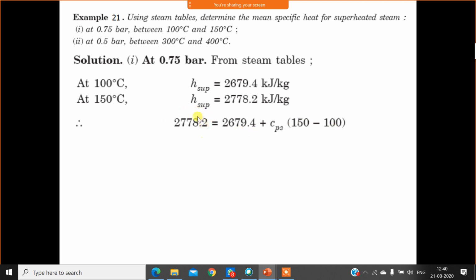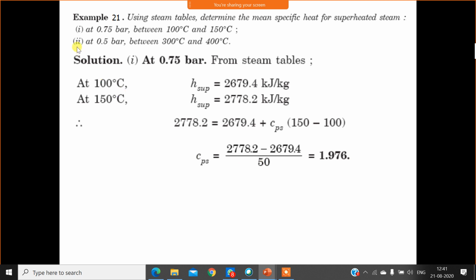Therefore, enthalpy of superheated steam we have taken from the steam table, 2778.2. Now, enthalpy at minimum temperature 2679.4 plus specific heat of steam times T sup minus T sat. The superheated temperature is 150 degrees Celsius, and minimum temperature 100 degrees Celsius. Now, from this formula we can easily calculate specific heat as 1.976 kilojoule per kg Kelvin. The unit will be kilojoule per kg Kelvin.